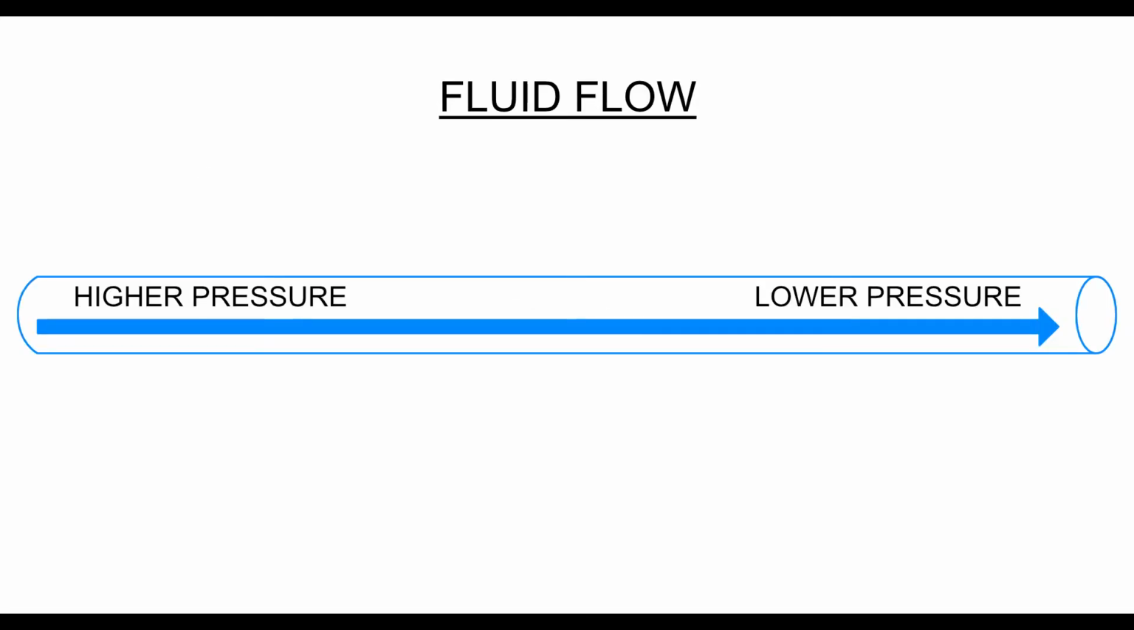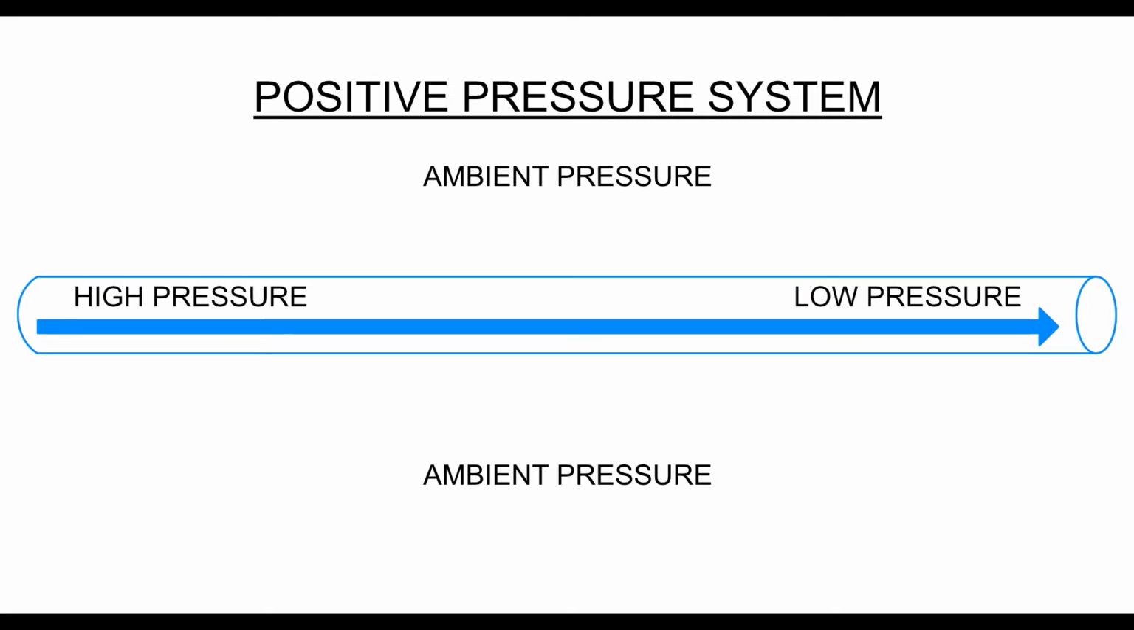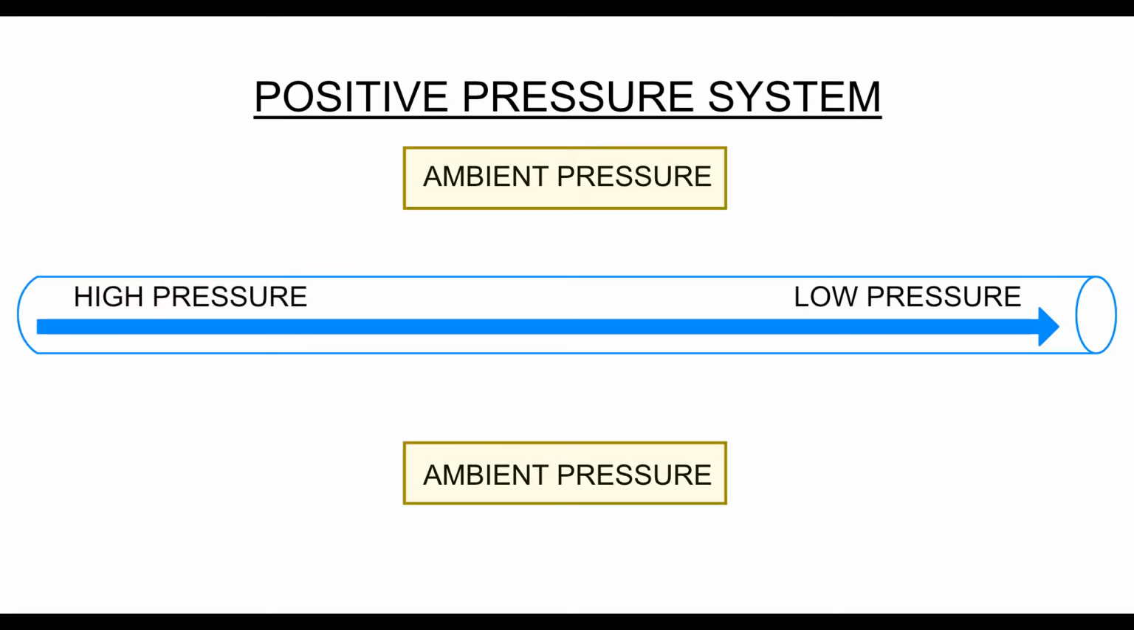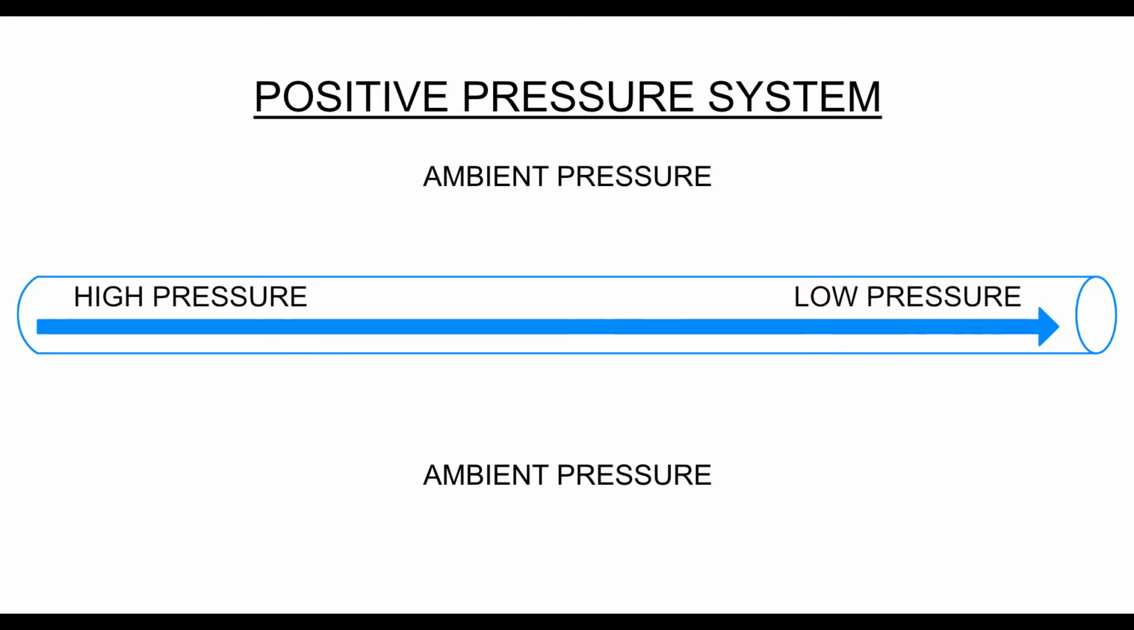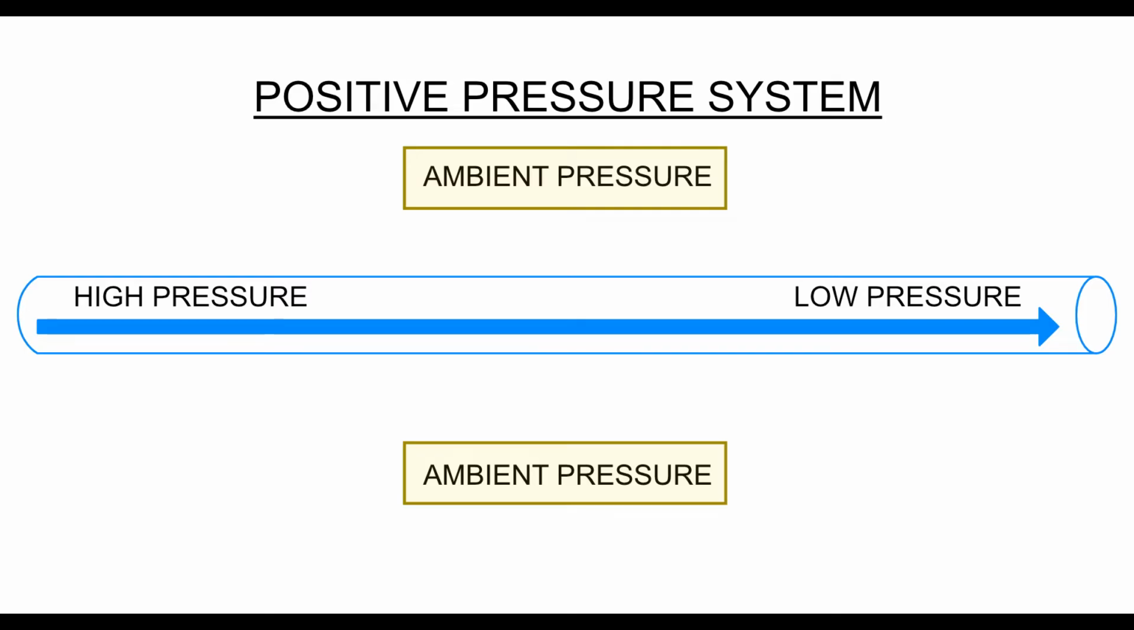Both positive and negative pressure liquid cooling systems follow the same rules. In the absence of other forces, fluid generally flows from areas of higher pressure to areas of lower pressure. In a positive pressure system, the high pressure coolant is well above the ambient air pressure. The low pressure coolant is also typically above, or close to, the ambient air pressure.